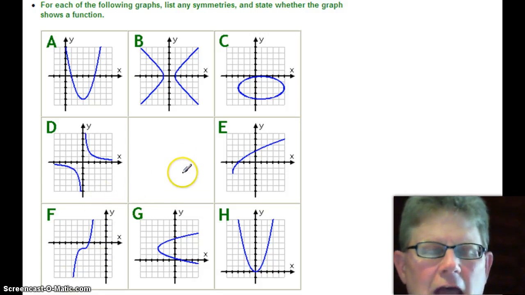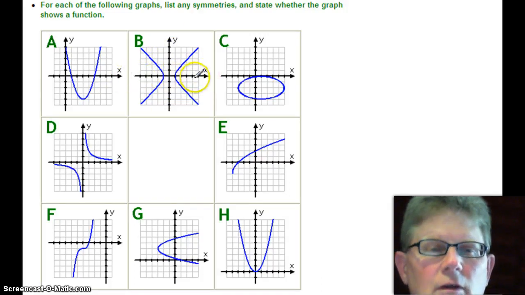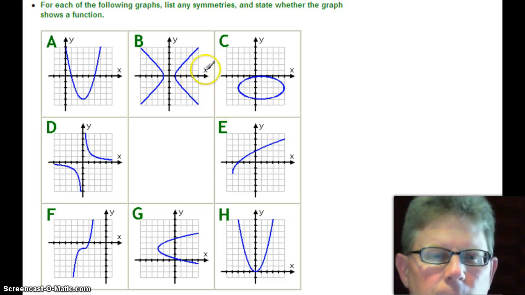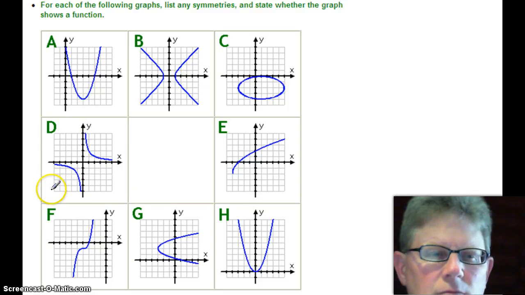Alright, if you identified B as a function that had symmetry, you are correct. It is symmetric about the y-axis, it's symmetric about the x-axis, and it is also symmetric about the origin, because if you rotated it 180 degrees, it would land right on top of itself. D has symmetry about the origin; rotated 180 degrees, it'll land on top of itself. And H has symmetry about the y-axis. Moving right along.